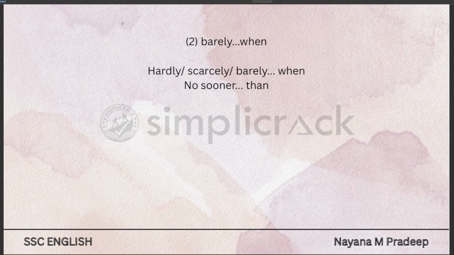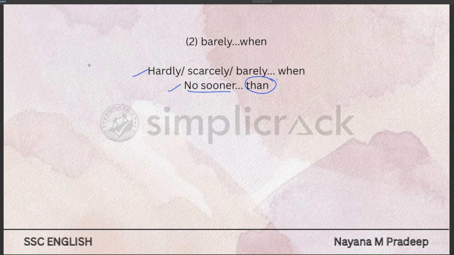Similarly, you have another one, no sooner. Along with no sooner, you always use than. No sooner than. Hardly, scarcely, barely, when. So study these two structures. So before we move on to the next question, we'll talk a little about these adverbs.